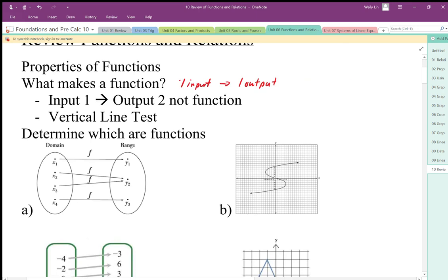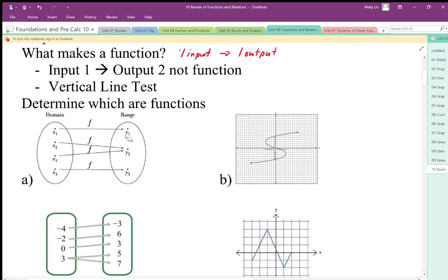If we have an arrow diagram, we're looking for one to two. Two to one is okay. So here, for A, this is a function. This two mapping onto one is okay.